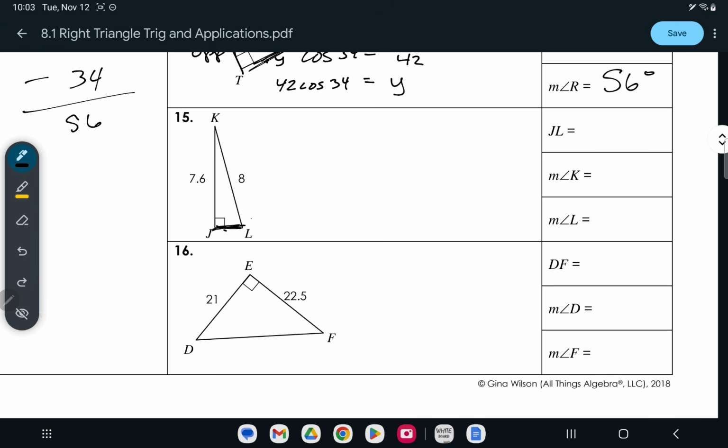Let's see, JL. Two ways we can do this one. We can use trig. Or we do Pythagorean theorem.